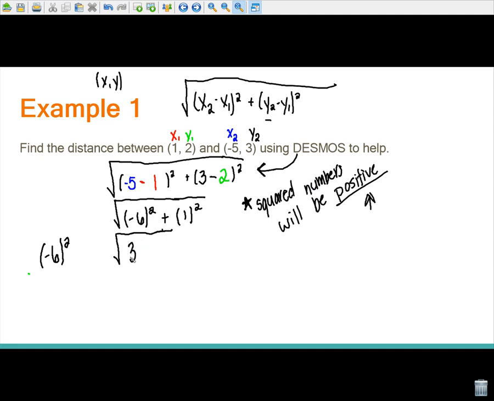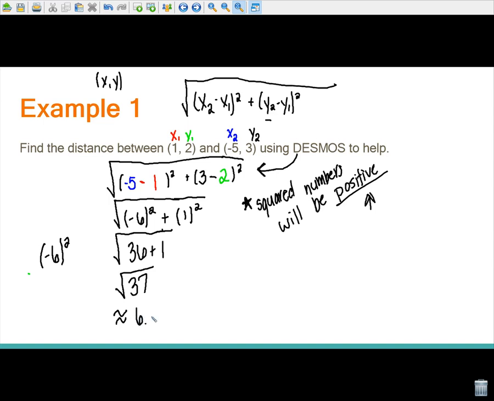So -6 squared gives us 36, and that is a positive 36, plus 1. 1 squared would be 1. So we are going to get square root of 37. Square root of 37. Okay, so this square root of 37 here, you can either leave this as your answer, that would work, or if you wanted to give me what this was equivalent to, so if you wanted to actually take the square root of 37, I'd also take that answer as well.